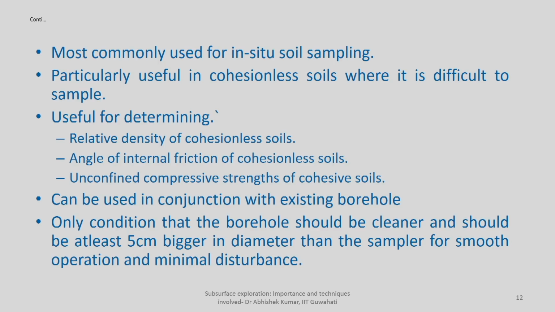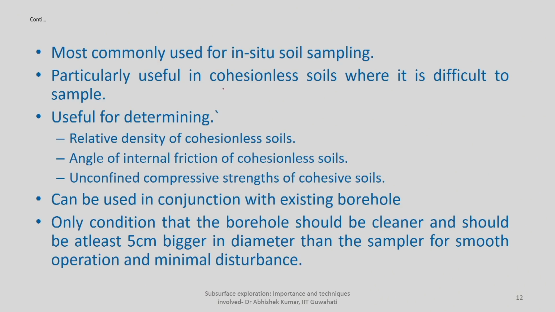So this is probably the first test so far we have discussed where you are collecting the sample from that particular depth of interest and bringing it onto the surface. Earlier we had discussed the sampling for rocks. It is particularly useful for cohesionless soil, where you find it difficult to collect the sample otherwise. This way you can determine the in situ strength properties of the soil. It is very useful in determining the relative density, particularly for cohesionless soil, then the angle of internal friction, again for cohesionless soil, then the unconfined compressive strength for cohesive soil.